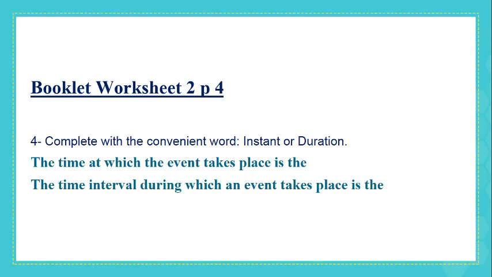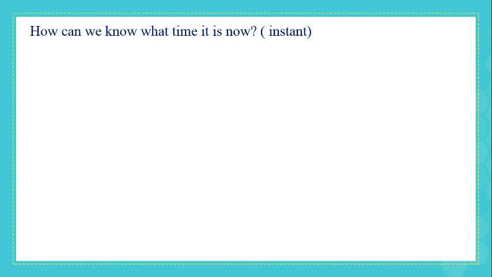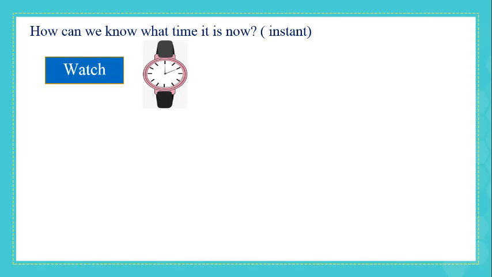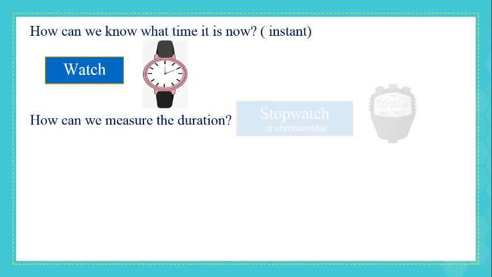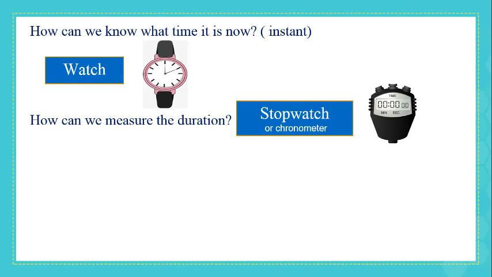Let's solve number 4, worksheet 2. The time at which the event takes place is the instant. The time interval during which an event takes place is the duration. How can we know what time it is now? By looking at our watch. How can we measure the duration? By using stopwatch. It's also called chronometer.